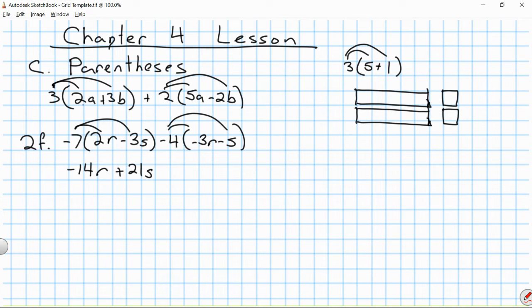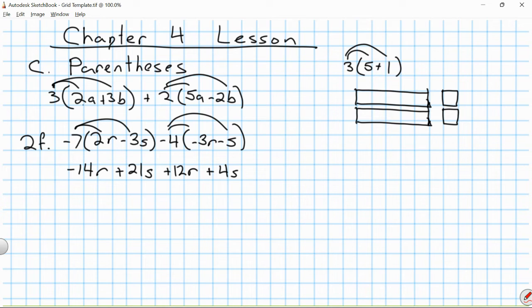-4, when you're distributing this, when it says -4 times parentheses, you have to multiply by -4. Just like coefficients, you keep the sign, that's the thing that you move around. When you're distributing -4 here, -4 times -3R is? Positive 12R. -4 times -S is? 4S. Positive 4S. Now notice I wrote down a sign for every one of these.